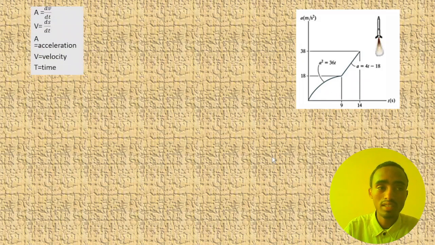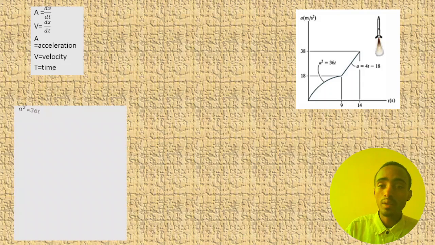In order to construct the velocity versus time graph and the distance versus time graph, we must know this concept: acceleration is the first derivative of velocity with respect to time, or the second derivative of position with respect to time, and velocity is the first derivative of distance with respect to time. It is a very important formula in order to draw these graphs. A represents acceleration, V represents velocity, and t represents time.